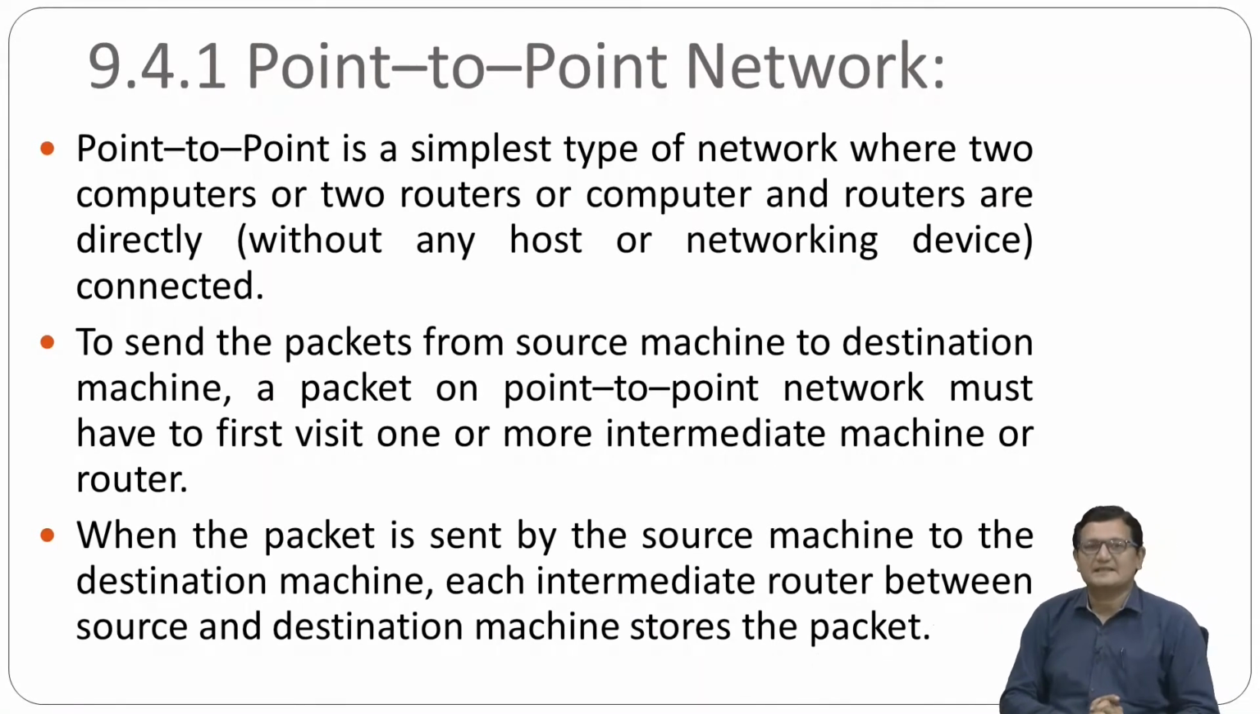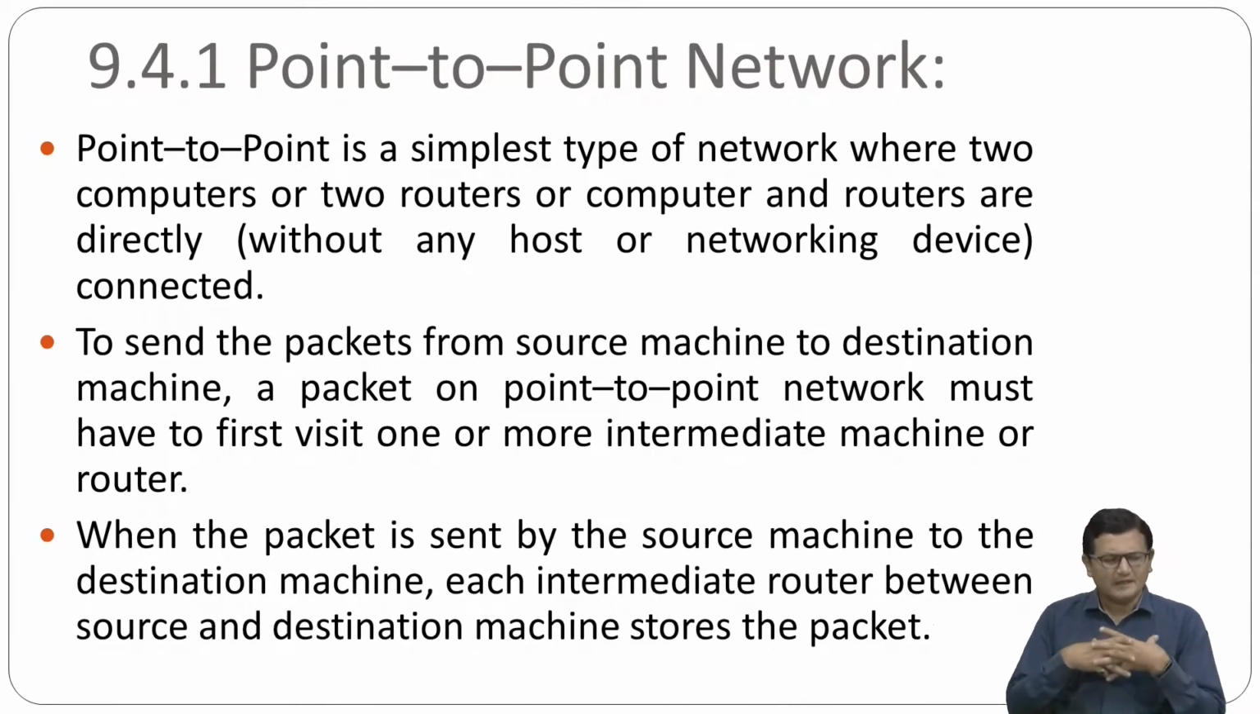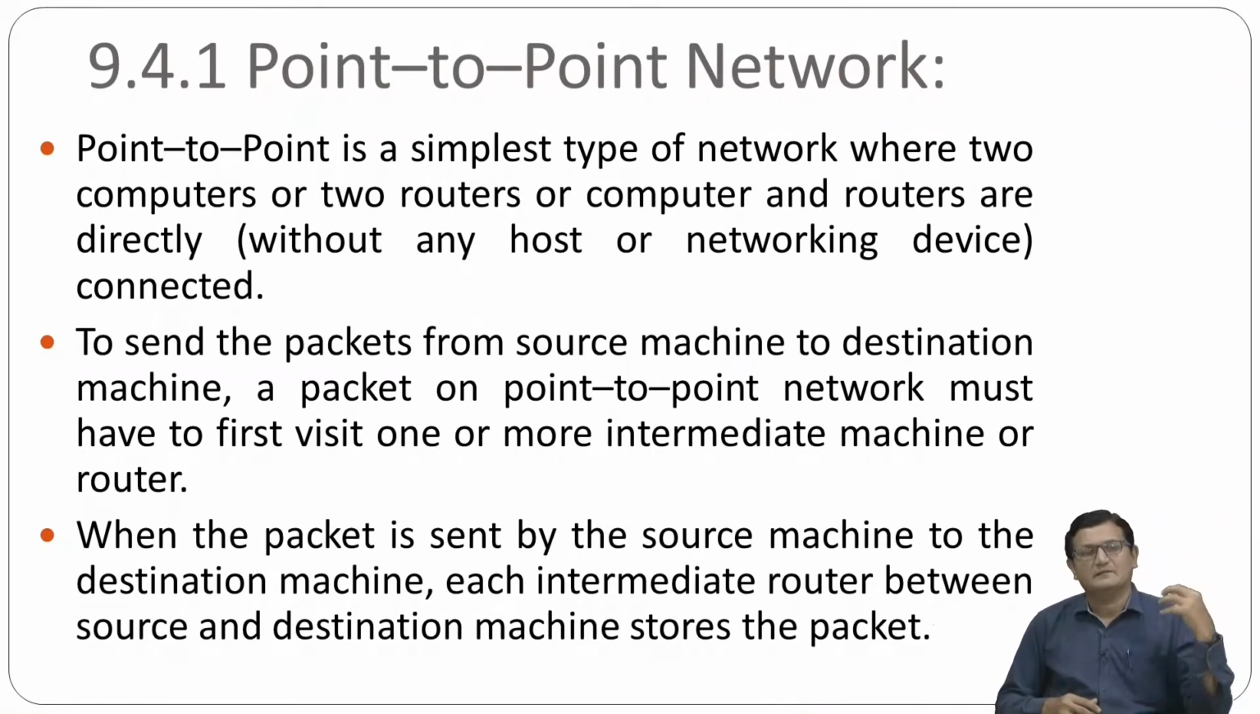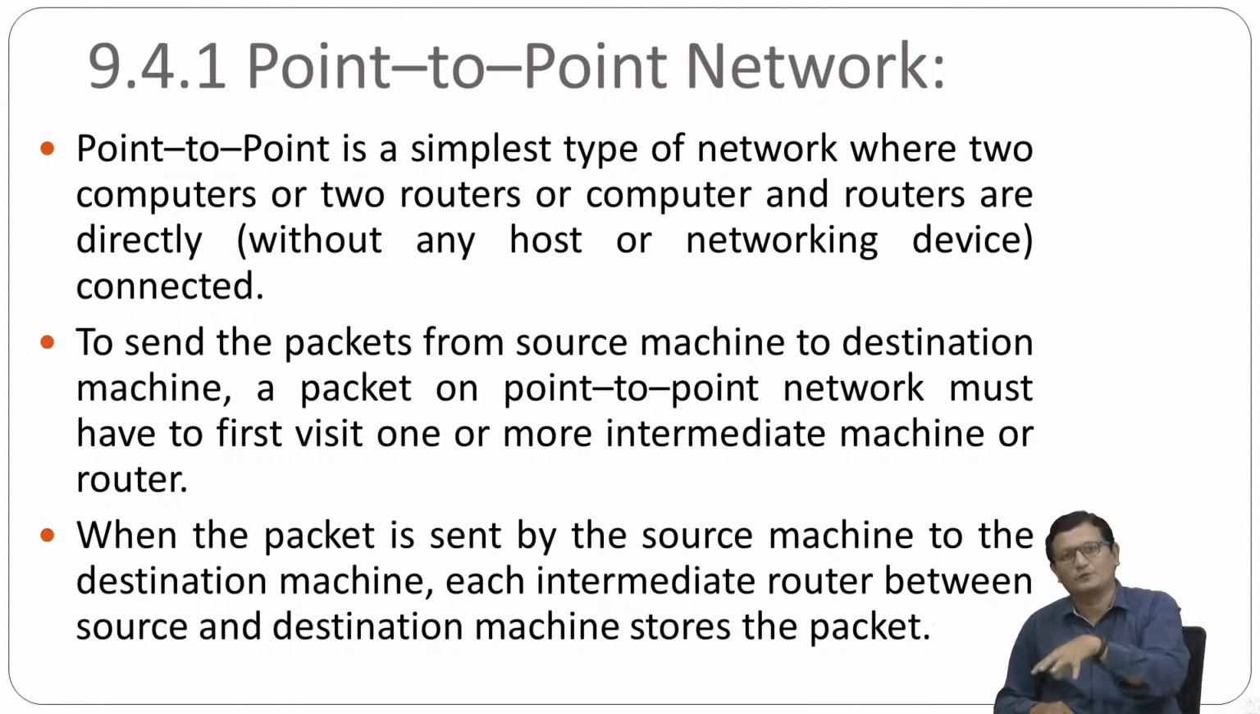When a packet is sent by the source machine, when any machine is transmitting data to the destination machine, each intermediate router between the source and destination machine will store the packet, right. So, see here what happened: let machine number 1 be transmitting some packets. Obviously all those packets will be stored in the memory of the router, right.